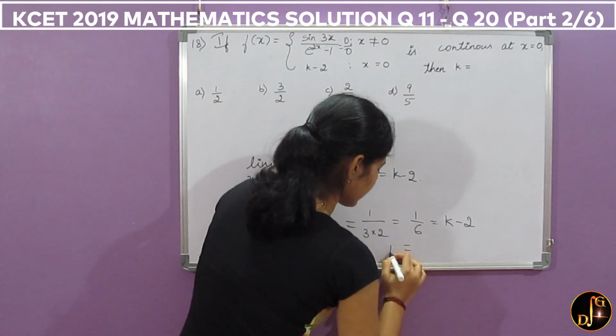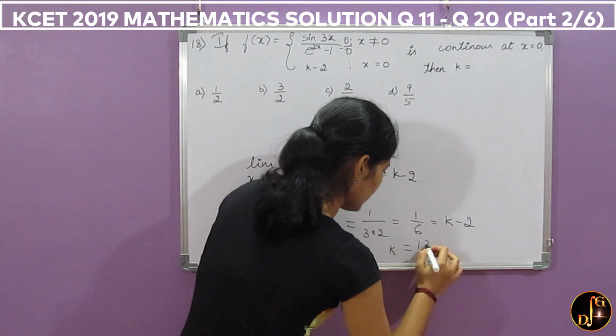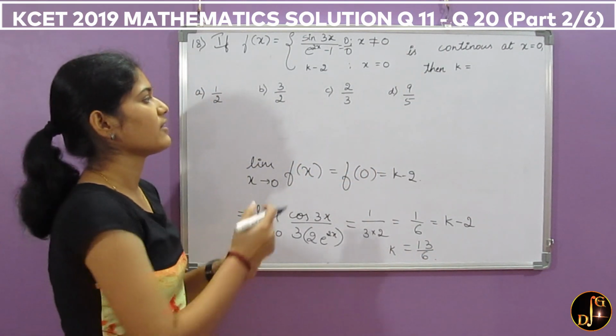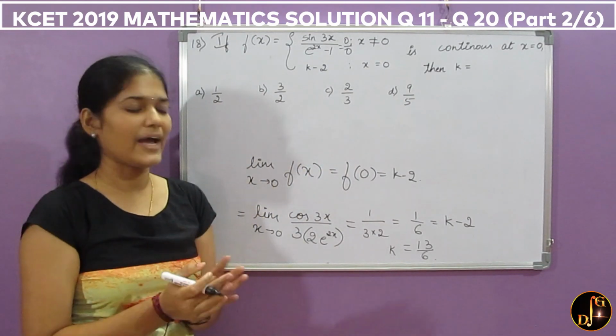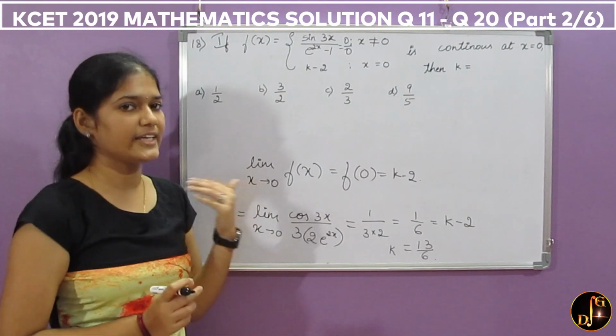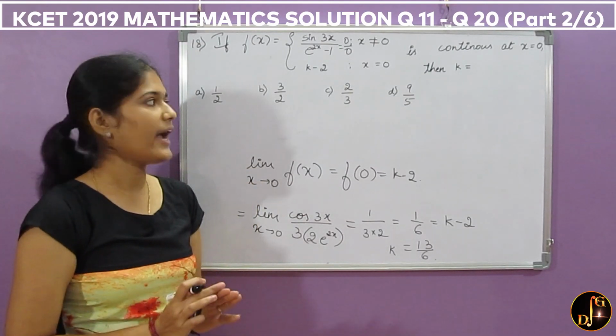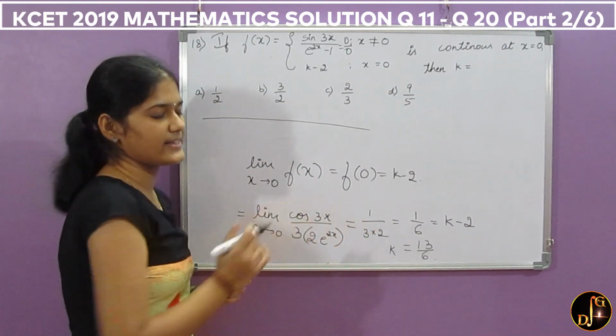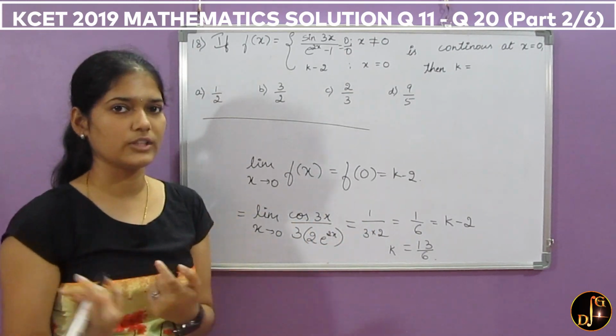On simplification, we will get k is equal to 13 by 6. But we have no options matching 13 by 6. This was given as grace marks in KCET 2019, because we don't have any option which is matching the answer. Now let's move on to the next problem.